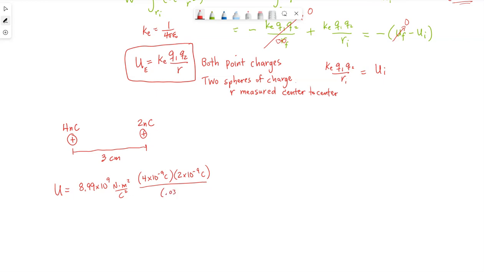The R needs to be in meters. Notice it's not squared. I almost squared it. We're so used to having the squared in the denominator, but it is not squared anymore. Energy is a scalar too. There's no direction associated with this, which is actually quite nice.